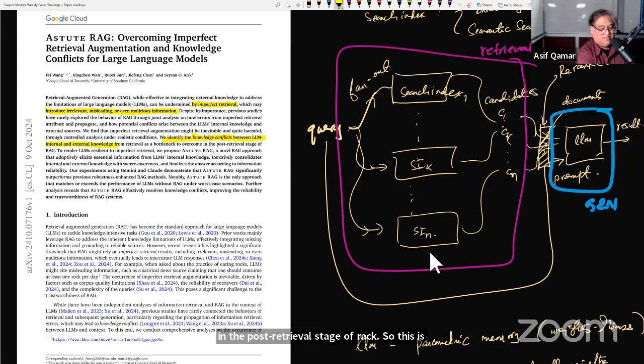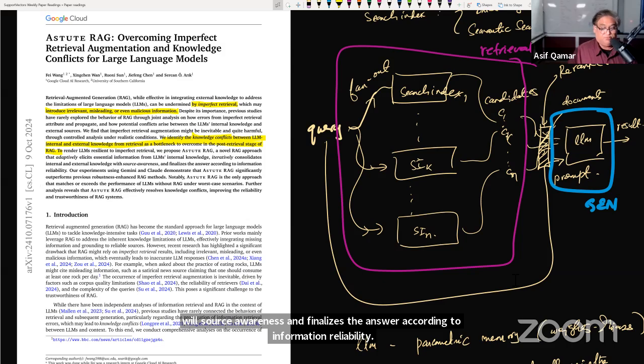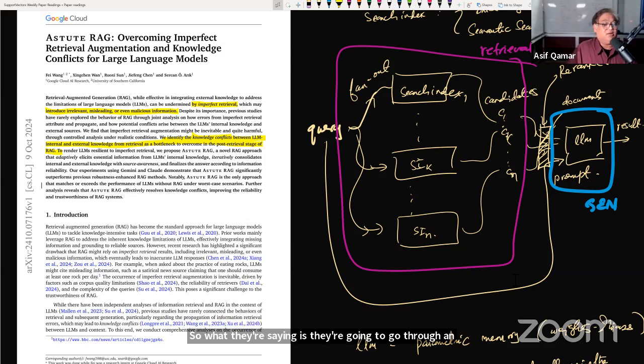By the way, what they call internal and external knowledge, these are different words to say parametric memory and retrieval data, retrieval memory. Okay? To render LLM's resilience to imperfect retrieval, we propose Astute RAG, a novel RAG that adaptively elicits essential information from LLM's internal knowledge, iteratively consolidates internal and external knowledge with source awareness, and finalizes the answer according to information reliability. So what they're saying is they're going to go through an adaptive and iterative process to take all of this knowledge and somehow resolve the conflicts and come up with a much better answer.